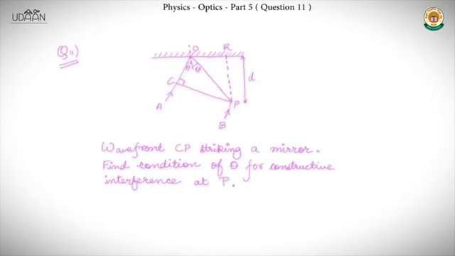The condition describes a wavefront CP striking a mirror, and we have to find the condition on theta for constructive interference at P. Since it is constructive interference and there is a wavefront, we will mostly be using the concept of path difference, because for finding the condition for any constructive or destructive interference, we need the path difference.